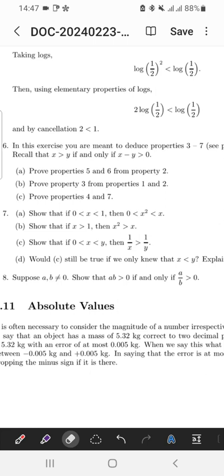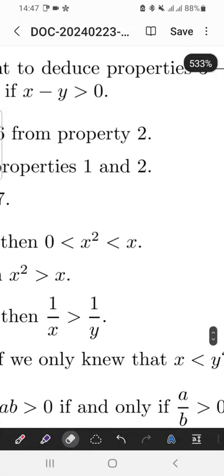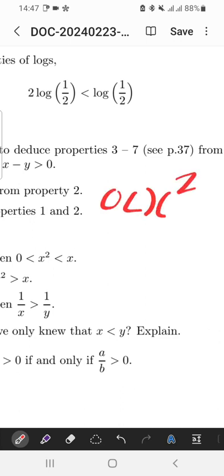Okay, so the next question, 7a: show that if x is in between 0 and 1, then 0 is less than x squared, which is less than x. So this inequality, 0 less than x squared less than x, you can rewrite as 0 is less than x squared, and then x squared is less than x.